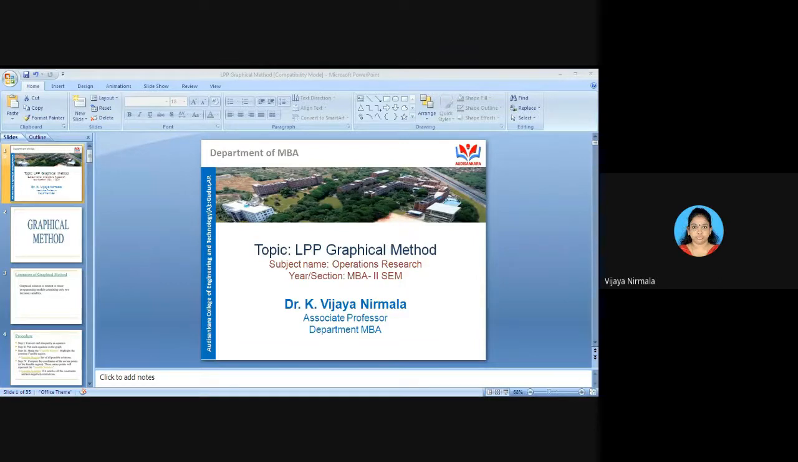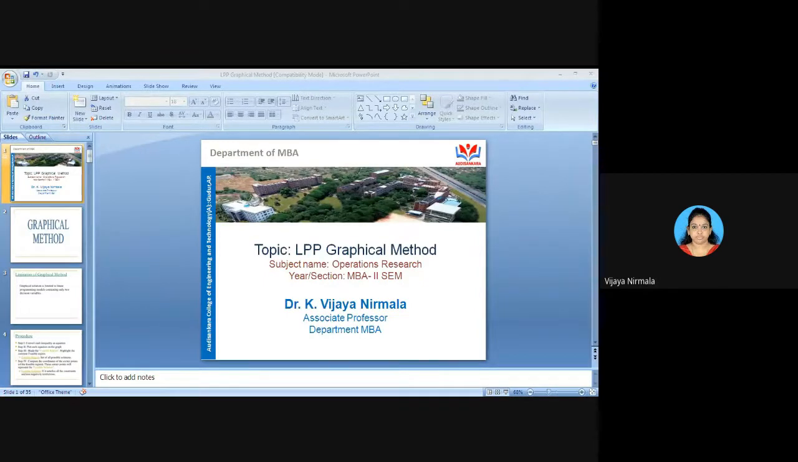Once it is formulated, you need to solve it, because you need to get the solution, right? The feasible solutions that we need to get. Generally, we solve in two methods. In your syllabus, we have two methods to solve LPP. One is the graphical method, and the other one is the simplex method. These are the two methods which you follow.